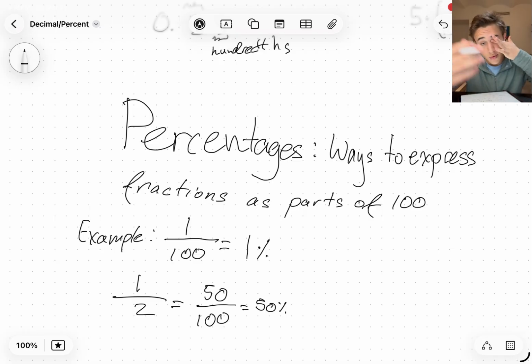So for example, 1 over 100 would just be 1%. For 1/2, the way you would get that into a percentage is you would first write it out of 100. So 1/2 equals 50 over 100, and that's equal to 50%.